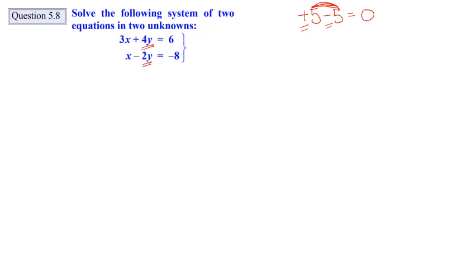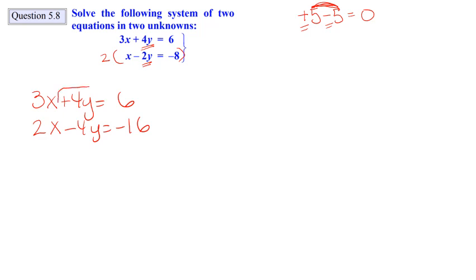So what I'm going to do is I'm going to multiply the whole bottom equation by 2. And watch what happens. The top equation stays the same. The bottom equation gets multiplied by 2. And then take a look at what just happened. If I were to combine those, that would be 0. And that's what gets eliminated. And that's really the elimination method in action.